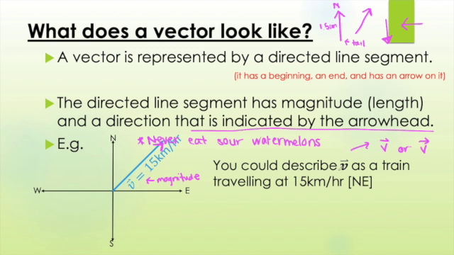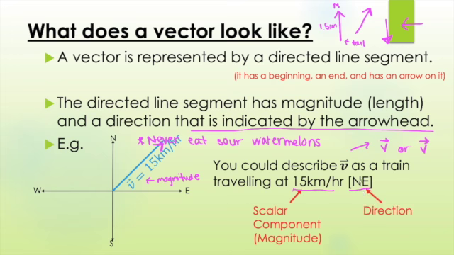You could describe the vector, or the V, as a train traveling at 15 kilometers an hour due northeast, okay? So you're going to read always from the north or the south first, all the way to the east, okay? And that's the way that your textbook answers are as well. Remember, for it to be a vector, it has to have that magnitude and that direction, okay? So that's your scalar component, which is the magnitude, and then your direction to make it a vector. Okay, so there's one example.